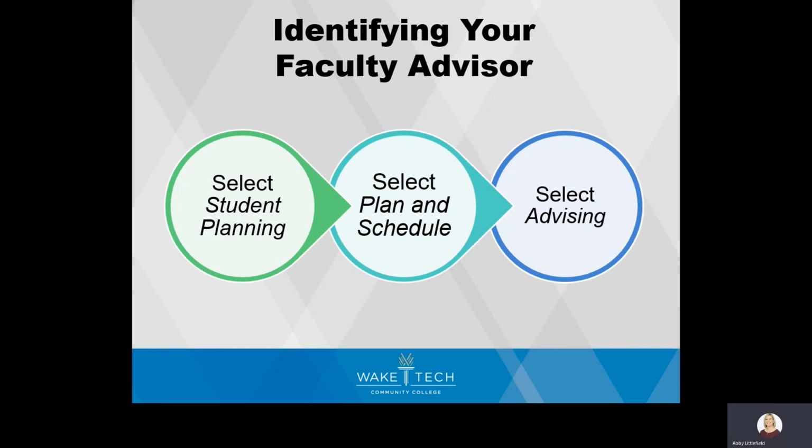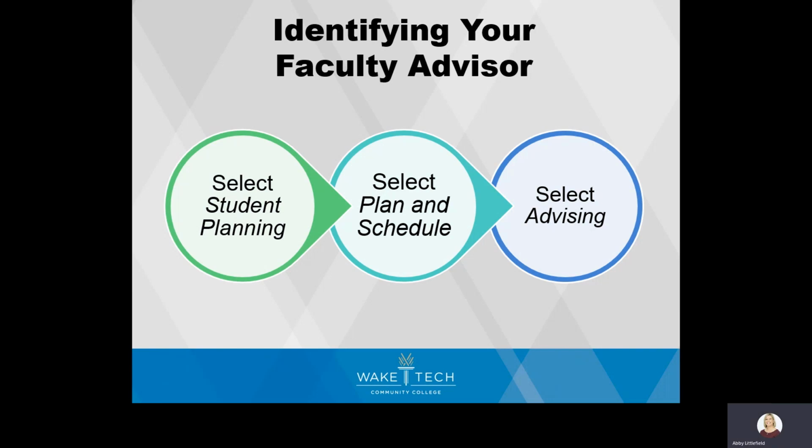So again, we want to make sure that you know how to identify that information in self-service. So if you're under the same tool that you should already be in, which is under student planning within plan and schedule, if you select the advising tab, you should see your faculty advisor's name and email.